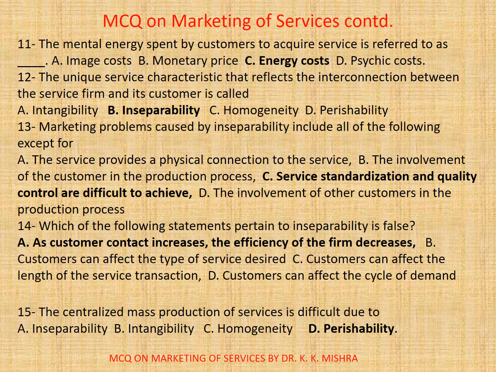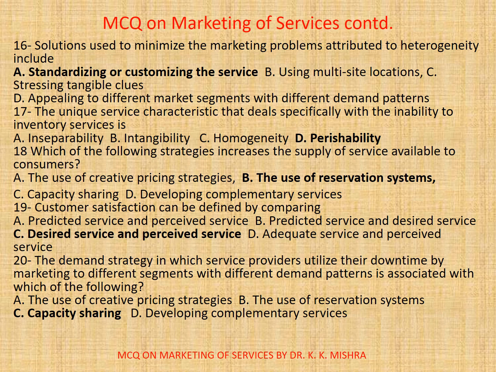Question number 14. Which of the following statements pertaining to inseparability is false? Option A. As customer contact increases, the efficiency of the firm decreases. B. Customers can affect the type of service desired. Option C. Customers can affect the length of the service transaction. Option D. Customers can affect the cycle of demand. Correct option is A. As customer contact increases, the efficiency of the firm decreases. Question number 15. The centralized mass production of service is difficult due to options are inseparability, intangibility, homogeneity, and perishability. So it's D, perishability.